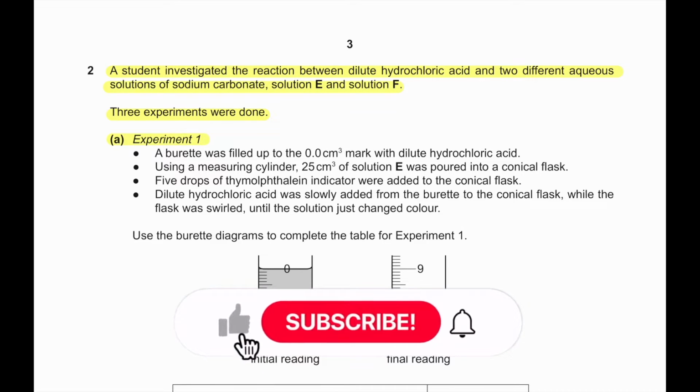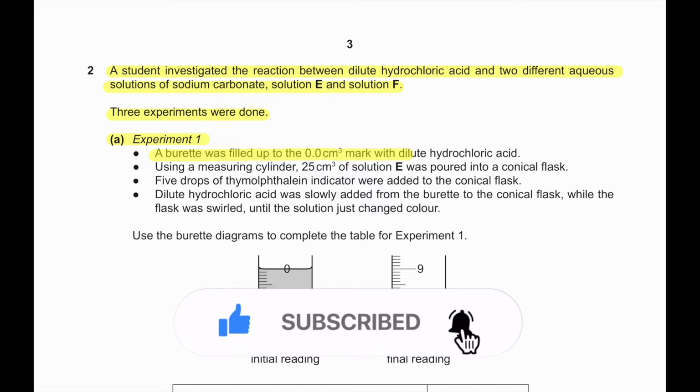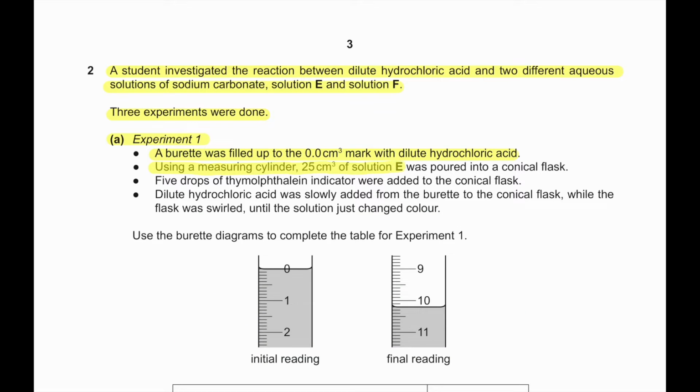A. Experiment 1. A burette was filled up to the 0.00 mark with dilute hydrochloric acid. Using a measuring cylinder, 25 cm³ of solution E was poured into a conical flask. We must always understand that using a measuring cylinder is a quick method. However, measuring a 25 cm³ volume is better done using a burette or a pipette. So that can be an error later on down the road.